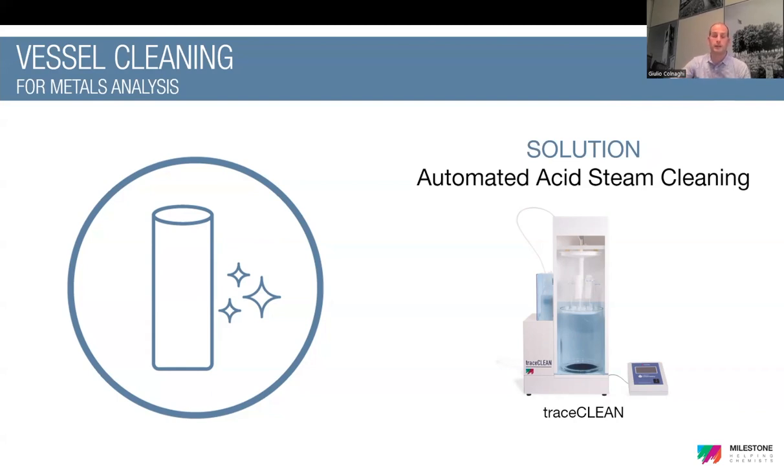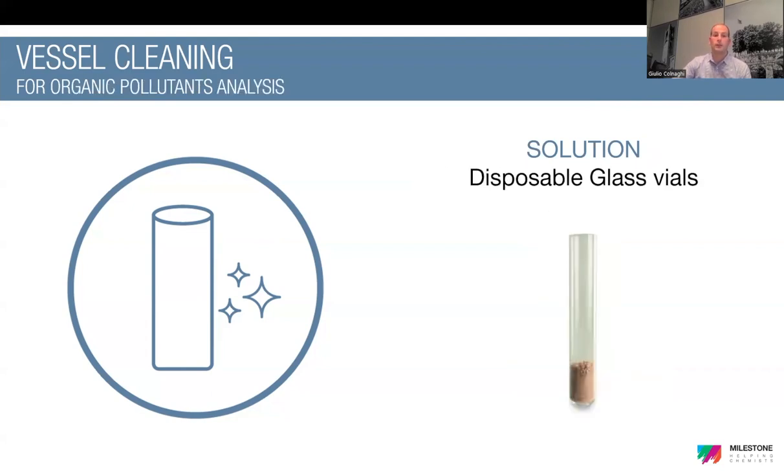When we talk about organic pollutant analysis, the solution is to use disposable glass vials that completely eliminate the need of performing a cleaning cycle and enable the lab to be even more productive and to improve even the turnaround time.